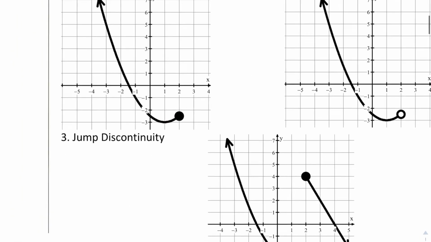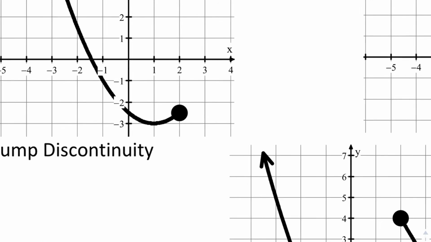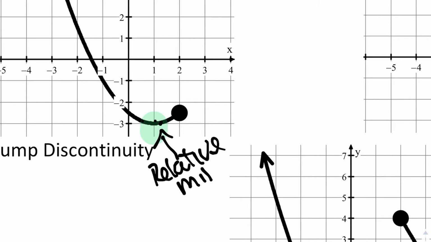Let's talk about these three examples. Here we have a piece of a function. It is a function, but we're really seeing this one piece, it ends, and it has a closed endpoint. Two things are happening. I have this point here, which is lower than the points on either side of it, so that would be a relative minimum.